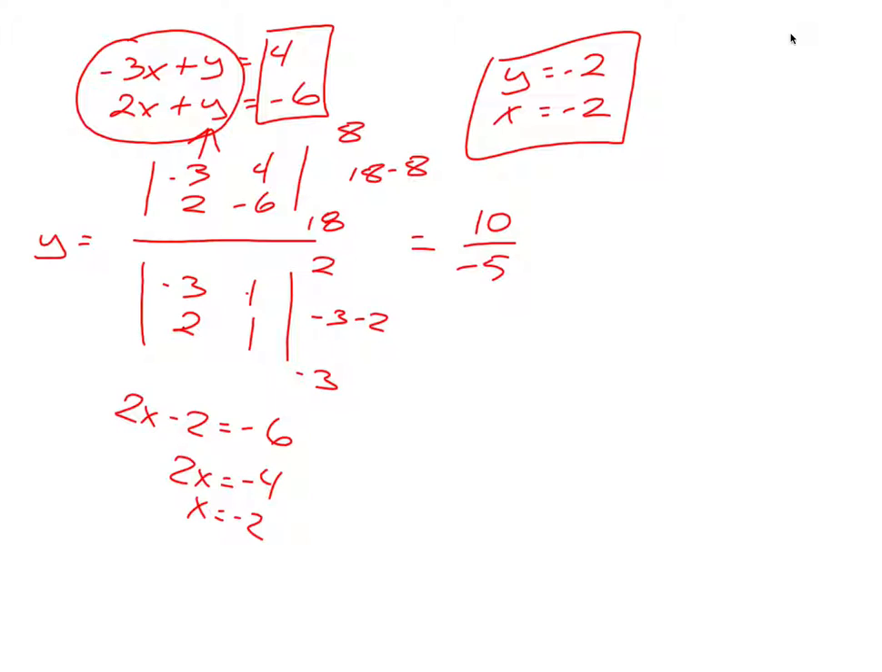The bottom matrix must match the original matrix. The top matrix, the answers on the right side must replace one of the two columns. It replaces the column of the variable you're looking to solve for.